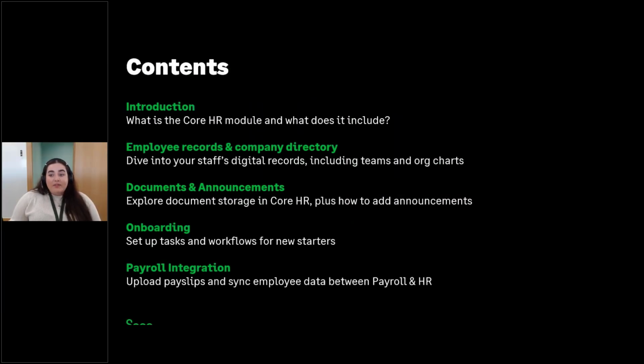So I'll begin with a bit of an introduction. So what is the core HR module and what does it include? We'll then take a look at the employee records and company directory. So you do have a kind of digital employee record on Sage HR, so we'll be taking a bit of a deeper look at that. I'll then be talking about the document storage and announcements feature of core HR.